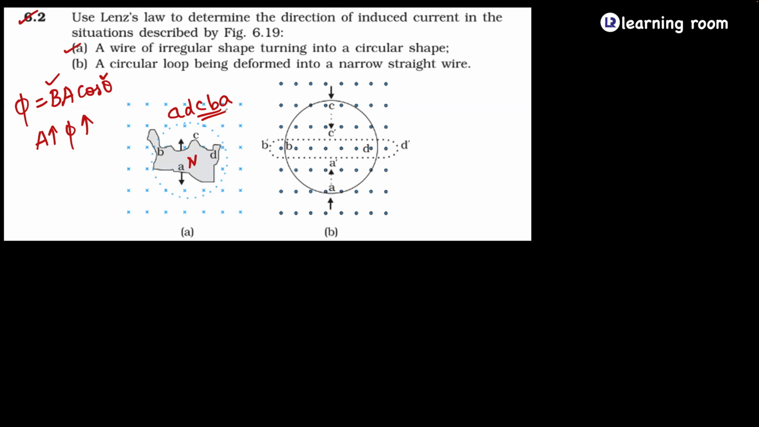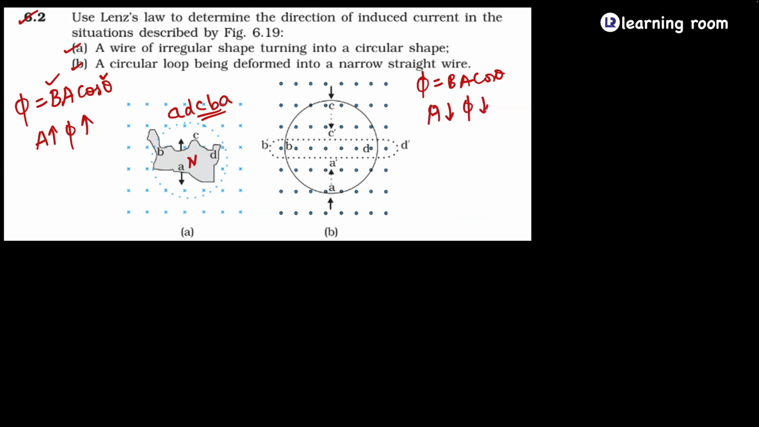Listen. So in the second case, a circular loop is being deformed into a narrow straight wire. So initially, what was the area? It is pi r square. When it is getting converted to a narrow straight wire, its area is decreasing. So in this case, how will you observe? Flux is equal to BA cos theta. So A is changing. Since A is decreasing, flux will decrease.